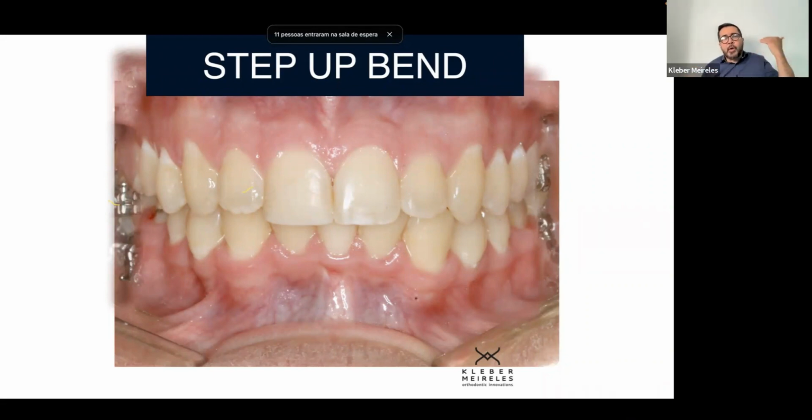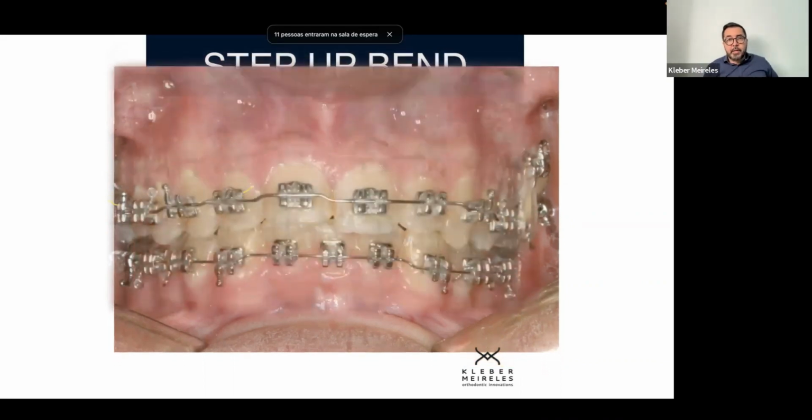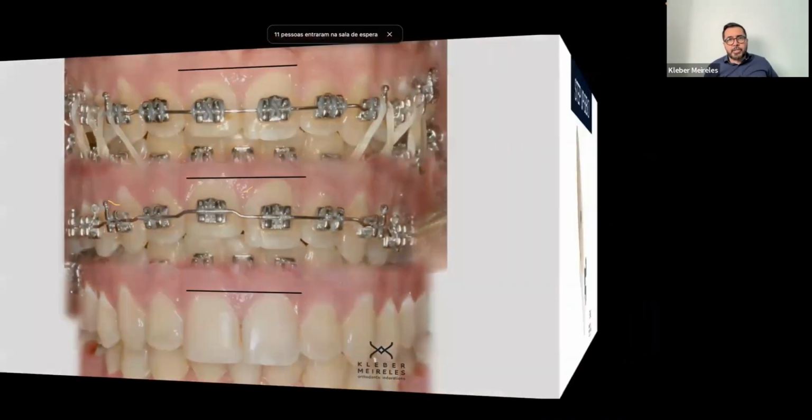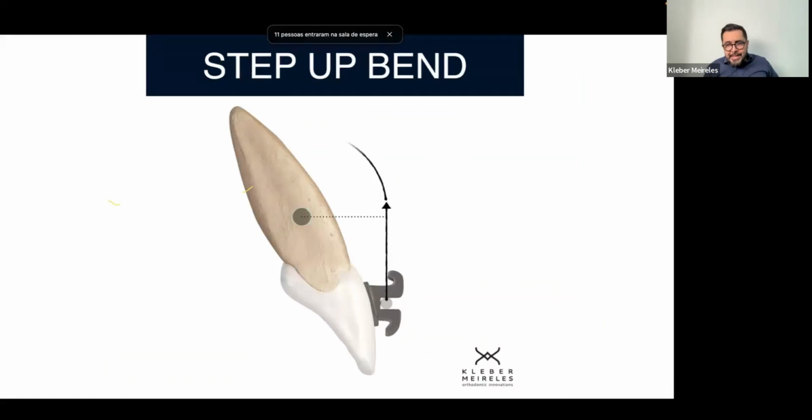But how could I manage to do this type of movement? Well, let's move on and understand that. I'm applying the force at the level of the crown, the bracket. And depending on the inclination of the crown, I'll have more or less distance between the line of action of the force, which in this sense here, lateral view, is intrusive, okay? So I'm applying the line of action and generating the moment.